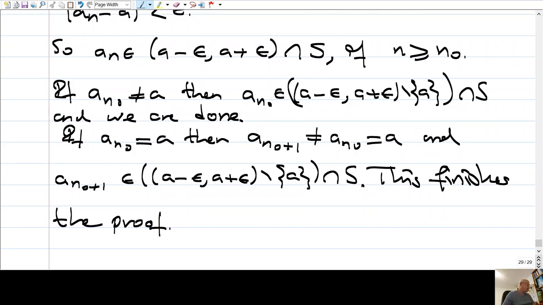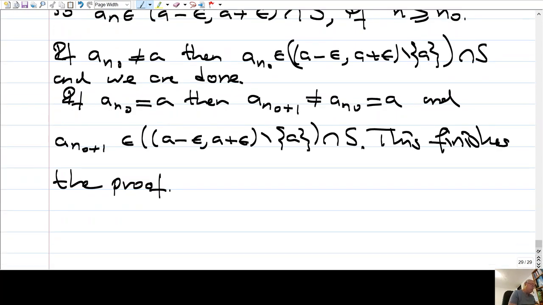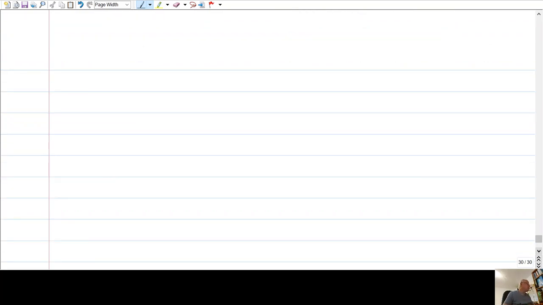Any questions so far? Okay. What else? I think so. If you don't have any question, we may pass to the statement of Bolzano-Weierstrass using that proposition, actually, theorem.